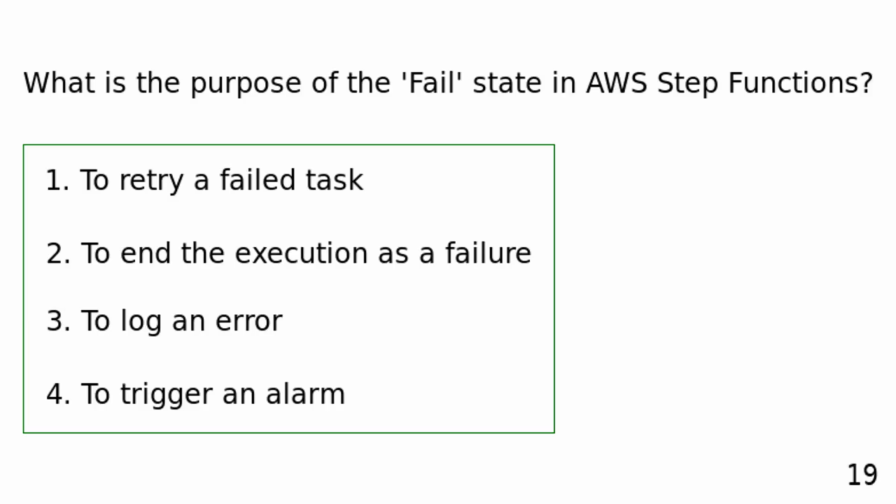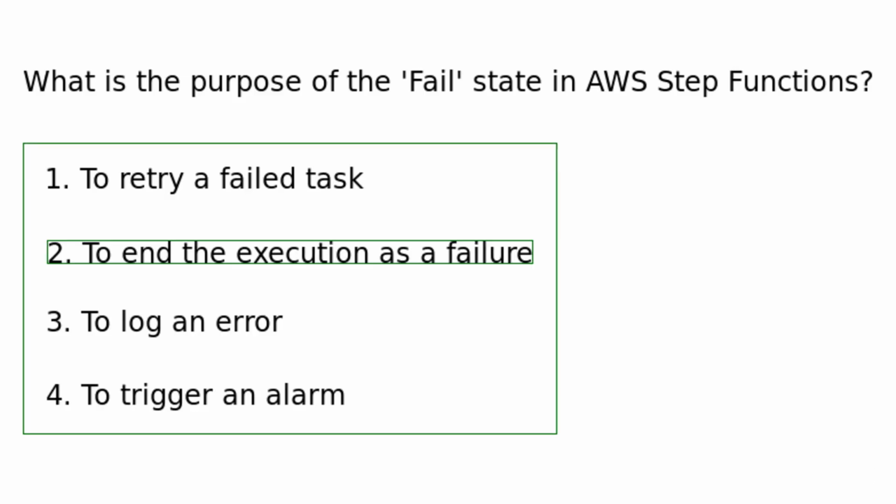To retry a failed task. To end the execution as a failure. To log an error. To trigger an alarm. The Fail state in AWS Step Functions is used to end the execution and mark it as a failure, often used to handle unrecoverable errors or violations of business logic.